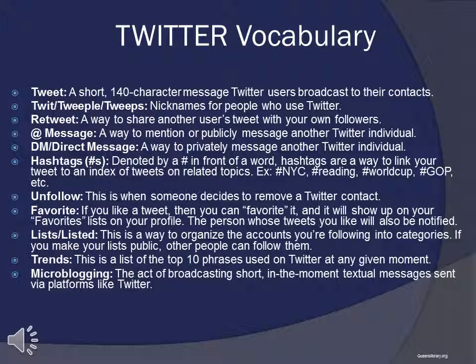Hashtags are denoted by a hash symbol in front of a word. Hashtags are a way to link your tweet to an index of tweets on related topics. For example, hashtag NYC, hashtag reading, hashtag World Cup, hashtag GOP, etc. You can unfollow. This is when someone decides to remove a Twitter contact. You can have favorites. If you like a tweet, then you can favorite, and it will show up on your favorites list on your profile. The person who tweeted will also be notified.